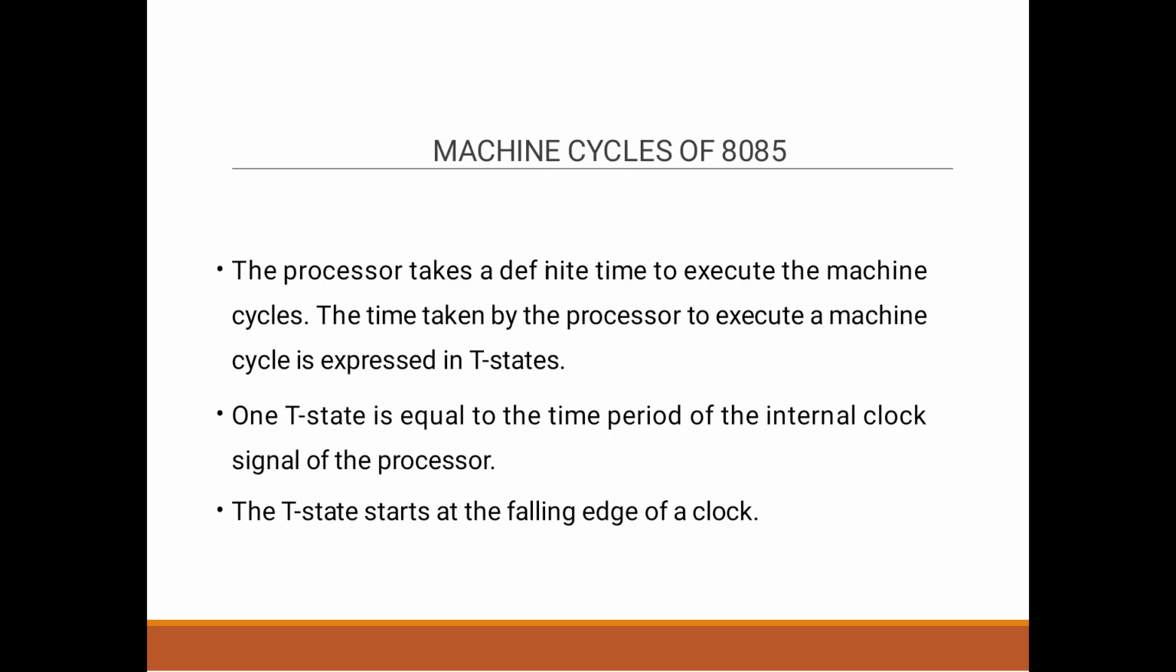Machine cycles of 8085. The processor takes a definite time to execute the machine cycles. The time taken by the processor to execute a machine cycle is expressed in T states. One T state is equal to the time period of the internal clock signal of the processor. The T state starts at the falling edge of a clock.